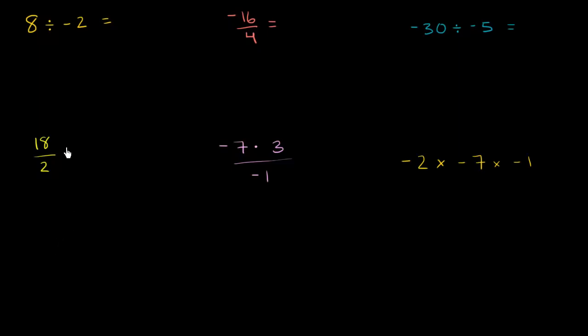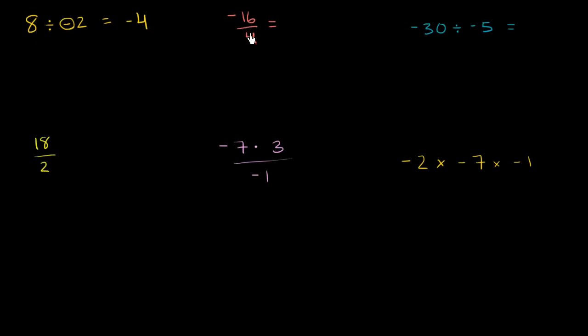But let's apply it. And I encourage you, pause this video and try these out yourself and then see if you get the same answer that I'm going to get. So 8 divided by negative 2. If I just had 8 divided by 2, that would be a positive 4. But since exactly one of these two numbers is negative, this one right over here, the answer is going to be negative. So 8 divided by negative 2 is negative 4.